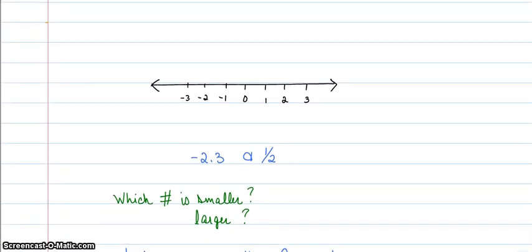Okay, so this is a real number line. The 0 is called the origin. Now notice that our numbers that are to the right of the origin are positive. And our numbers that move to the left are negative.